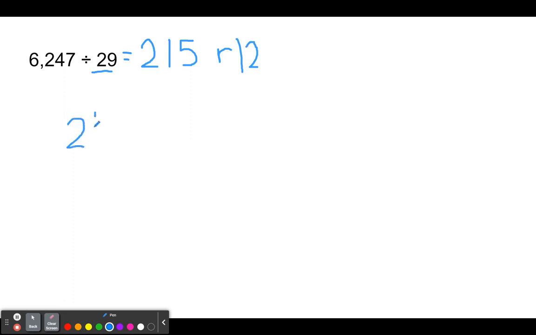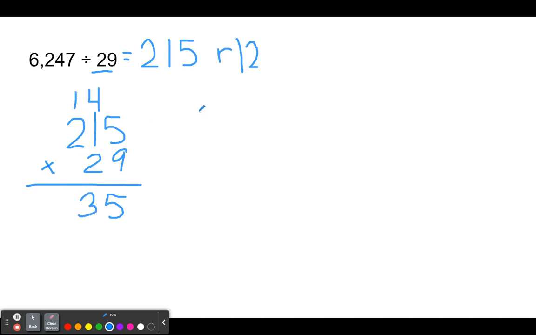So I have 215 times 29. So I'm going to use the standard algorithm to solve. So I have 5 times 9, which is going to be 45. So I'm going to go ahead and put down my 5. Now I'm going to carry my 4. So I have 1 times 9, which is 9, plus 4 more, which is 13. So I'm going to put down 3.